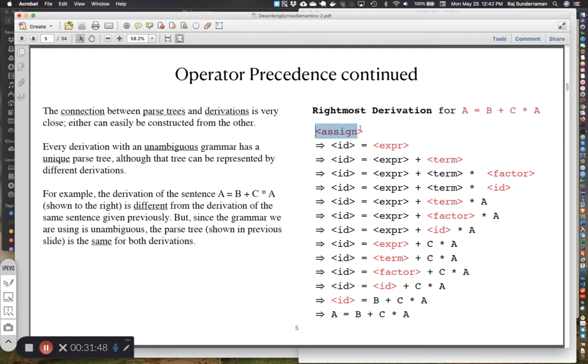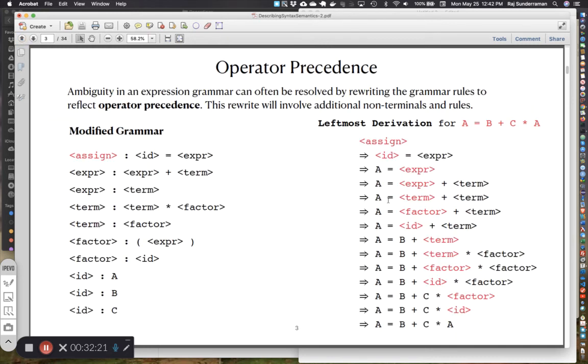The red thing means that's what we are replacing. So assign is replaced by this, and then we choose expression to replace, not the ID. Previously we replaced the ID, but this time it's expression, and it becomes expression plus term. And then the term is replaced by term times factor. So the derivation looks a little different than the other one because we start from the right, and you can see that on the right side things are getting filled up with the variables, and this one gets filled up at the end. So towards the right side of the derivation things are getting filled up here, whereas in the other one they were getting filled up on the left side. Can you notice that?